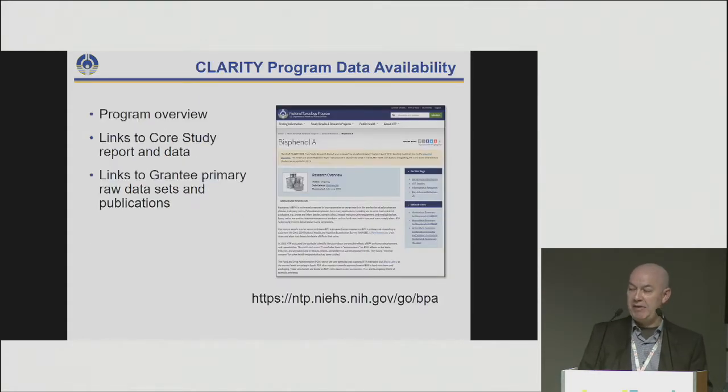In terms of data availability, we have a website on the NTP website. This is where you can come to get all the core study report and the data. There are links there to each grantee, their publications, and what we call the primary raw data sets. This is going to be going live on September the 28th.